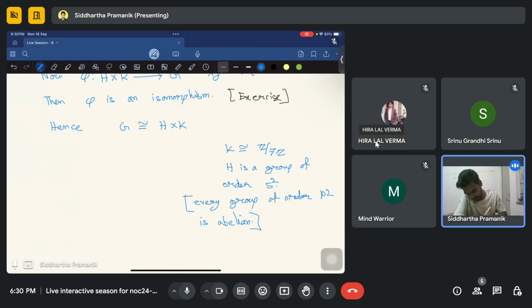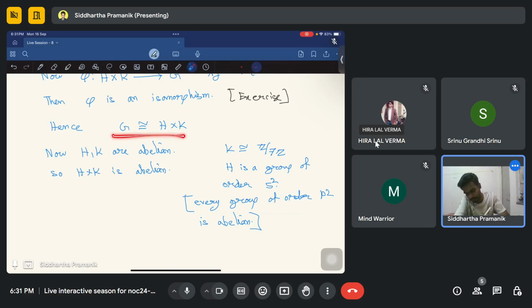So the fact is both H and K are abelian. So their Cartesian product is also abelian. And because of this isomorphism, G has to be abelian. Is it okay?